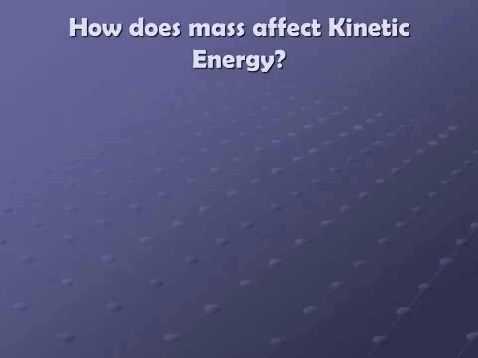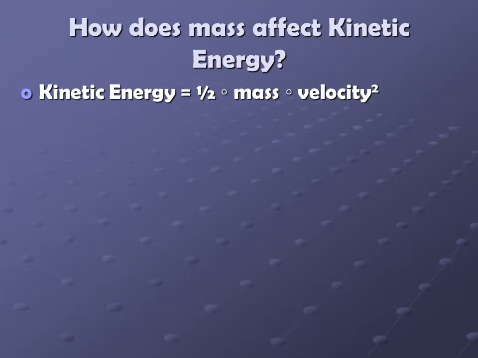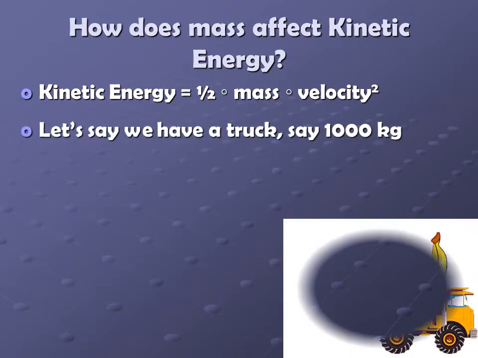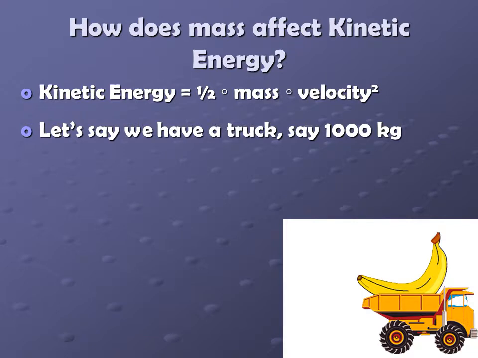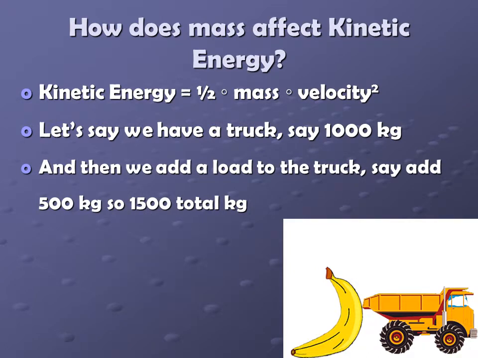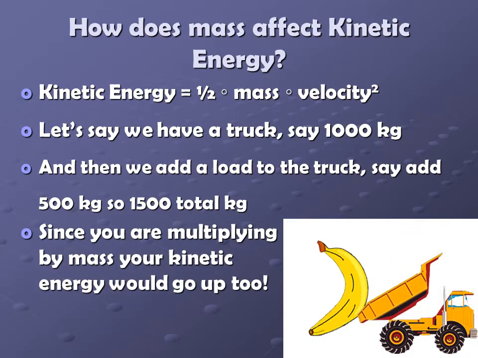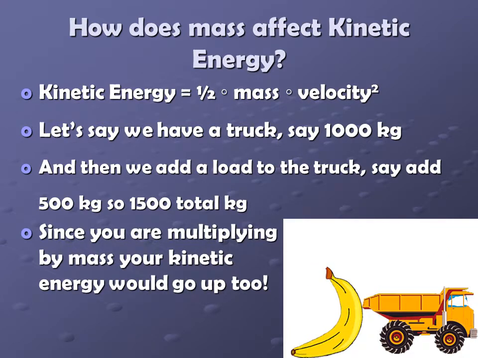So how does mass affect kinetic energy? Well, here's our equation. Kinetic energy is 1/2 mass times velocity squared. So let's say we have a dump truck, and let's say that dump truck weighs 1,000 kilograms, right? And then we add a load to the truck. Say that load weighs 500 kilograms. So the total mass is 1,500 kilograms. And since we're multiplying by mass, our kinetic energy would go up too.